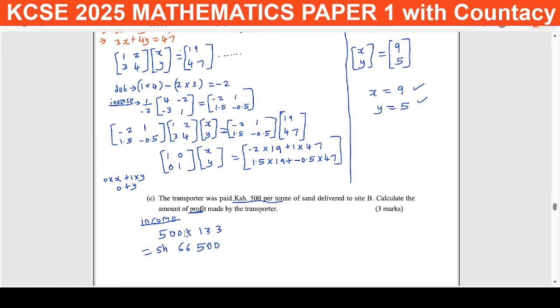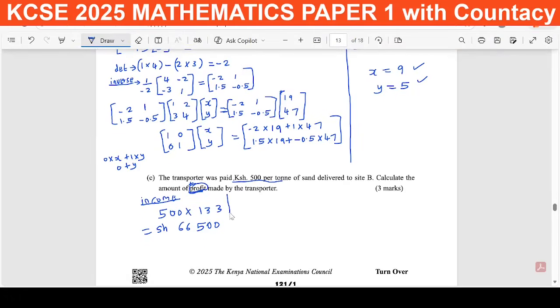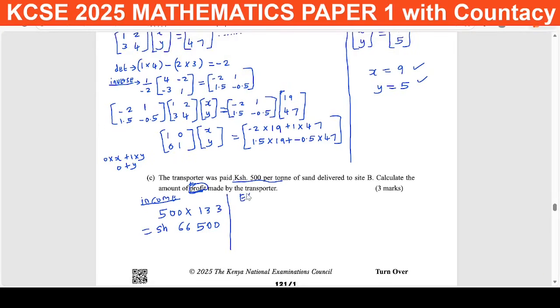Why? Because what you're really supposed to calculate is not the amount that the transporter was paid, but this keyword that is here. This word carries a lot of things, the word profit. Therefore, to get the profit, you should be able to calculate the total income, which you've done, and beyond that, you should also be able to calculate the expenditure of this person, because this is not the profit. This is just the amount that our guy received, but that's not the profit he made.